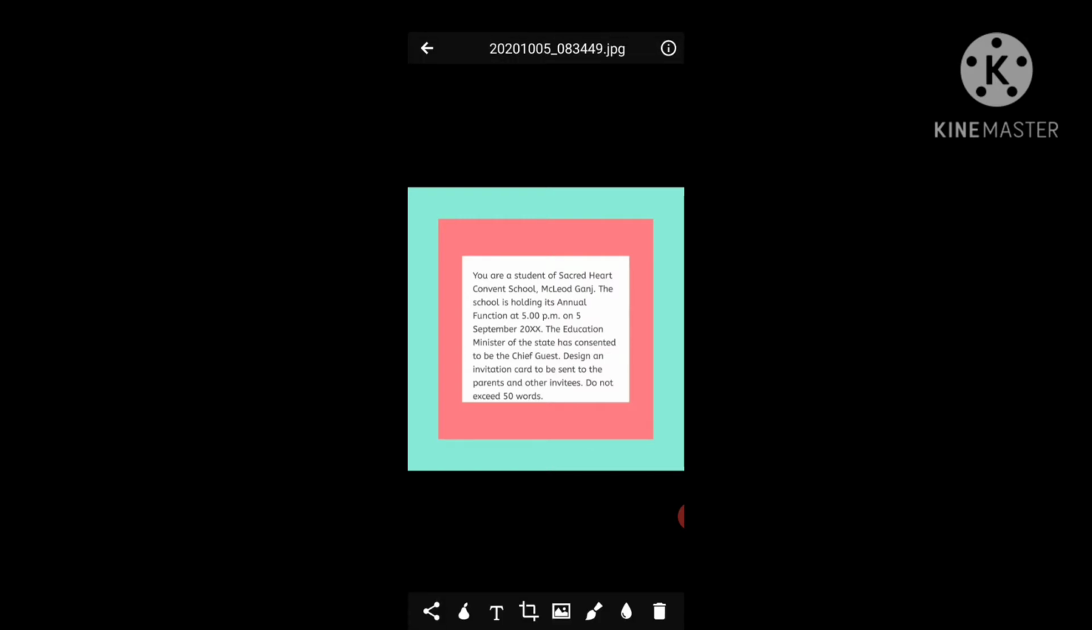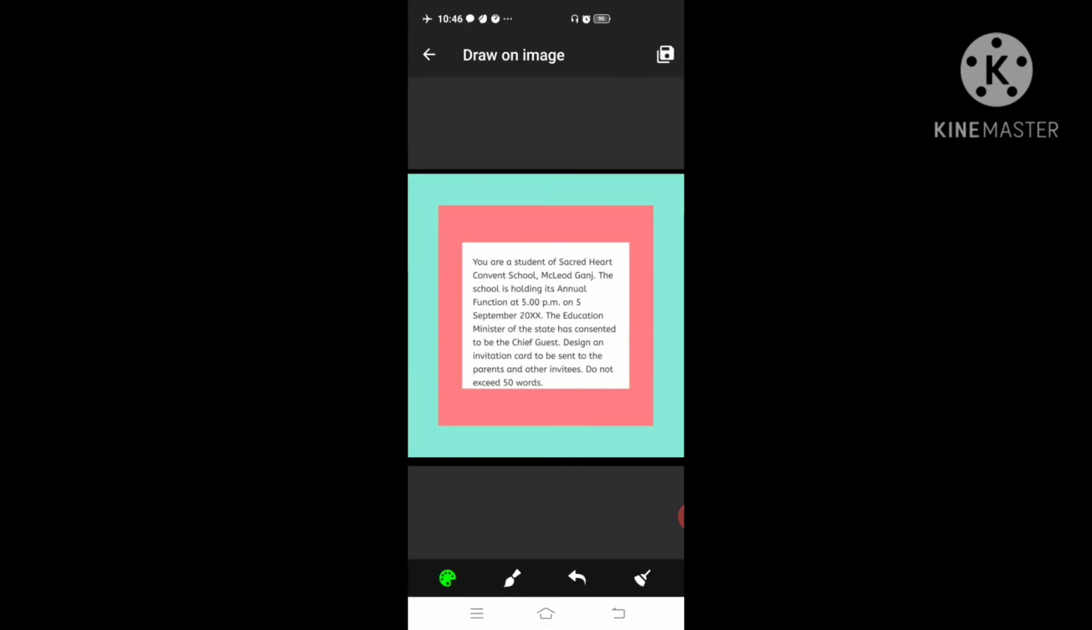Suppose you are a student of Sacred Heart Convent School, McLeod Ganj, and the school is holding its annual function at 5 p.m. on 5th September 2020. The Education Minister of the state has consented to be the chief guest. Design an invitation card to be sent to the parents and other invitees. Do not exceed 50 words.